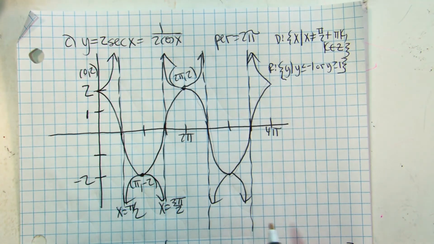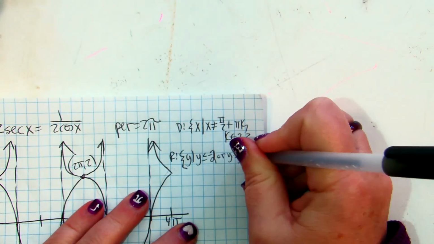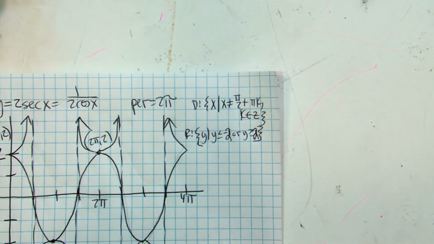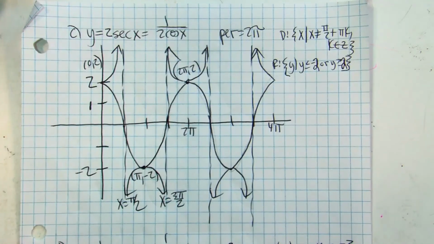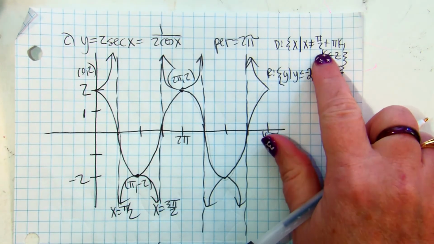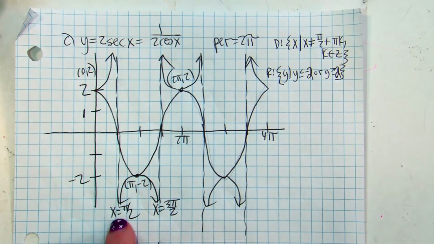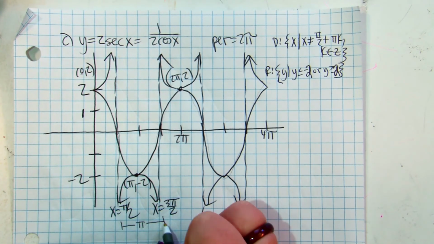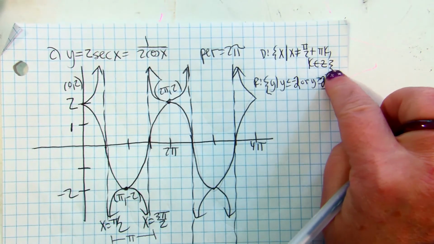And then I did the range wrong. It's greater than or equal to 2 and less than or equal to -2. I forgot that we changed it. So we have to change the range. The domain stays the same. It's pi over 2, the first asymptote, and then pi, the distance between the asymptotes, pi k, where k is an element of Z, the integers.